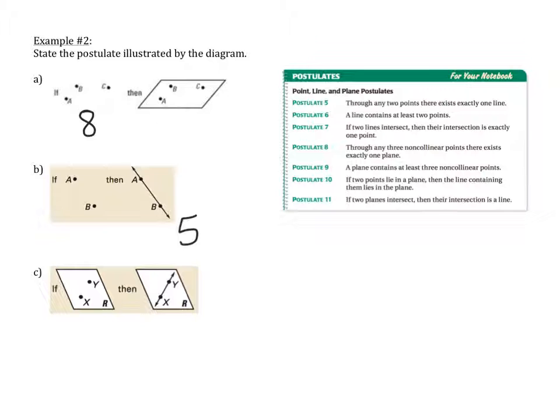And then part C, I see 2 points lying in a plane, then we have that same plane with the 2 points lying in it, also with the line containing those 2 points in the same plane. This diagram reminds me of postulate number 10. When I look at my list here, I see if 2 points lie in a plane, so here's those 2 points, then the line containing them lies in the plane. So here's the 2 points with the line going through them. So therefore, this line is also in the plane since the points were in the plane. So this diagram illustrates postulate number 10.